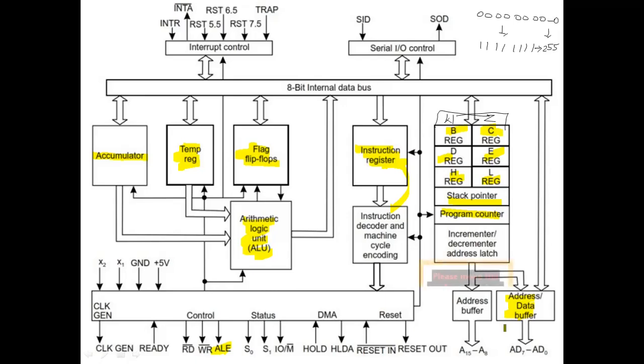And then we have reset in and reset out. Reset in is used to reset the entire microprocessor. That is, the program counter of the microprocessor is set to 0. Reset out is used to reset the other devices that are connected to the microprocessor.